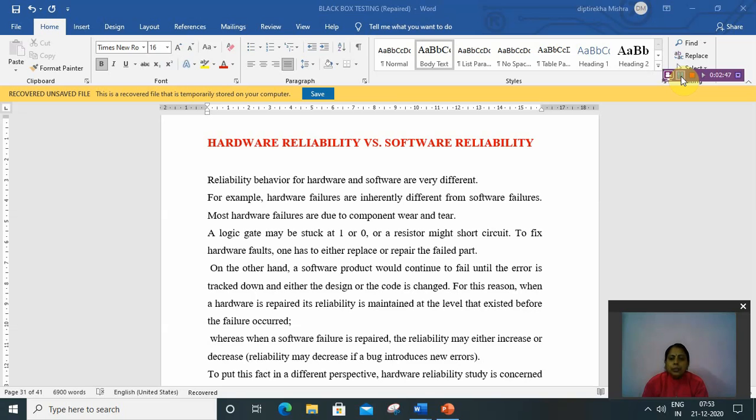It may increase or decrease because in the process of debugging and removing the error, there may be new errors introduced. Reliability may decrease if the bug fix introduces a new error. So the software reliability may increase or may decrease after the repair. But the hardware reliability maintains stability after replacement or repair of the component. This is the main difference between hardware and software reliability.